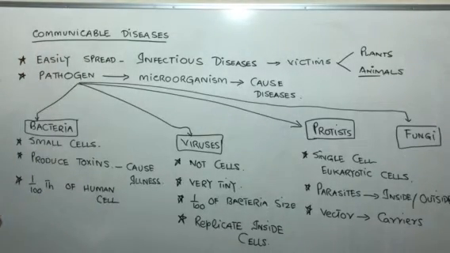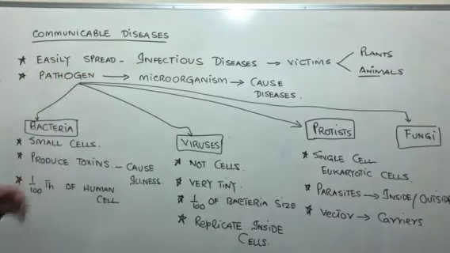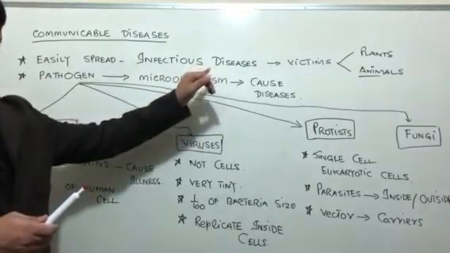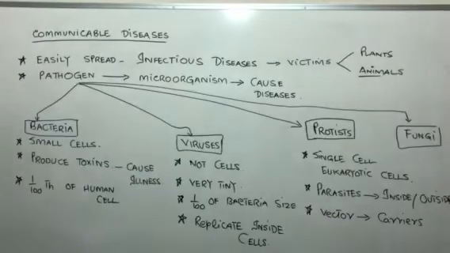Communicable diseases. How will we define communicable diseases? Basically, the diseases which can be spread easily among the population, among the community members, are called communicable diseases. We also call them infectious diseases, meaning they can easily transfer from one individual to another, and both plants and animals are their victims.